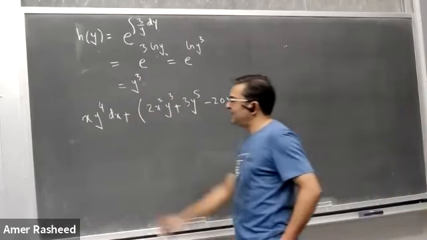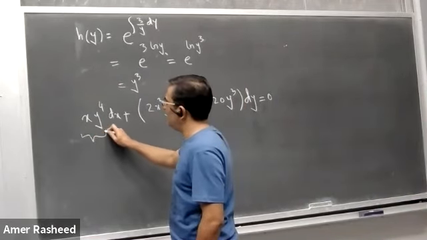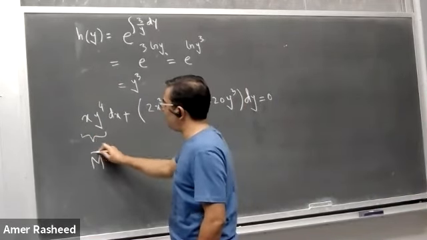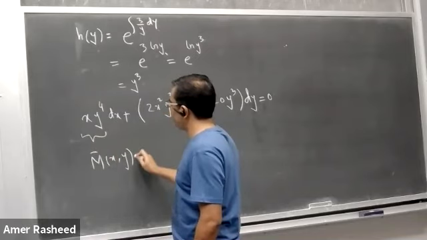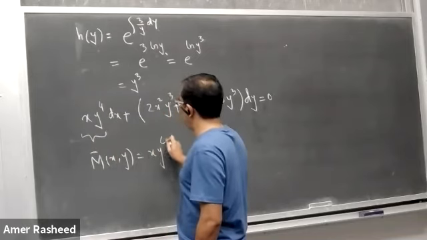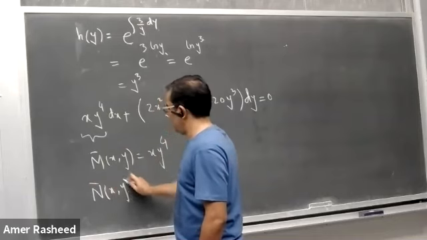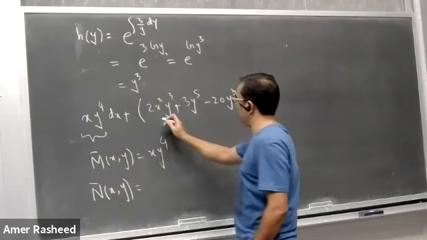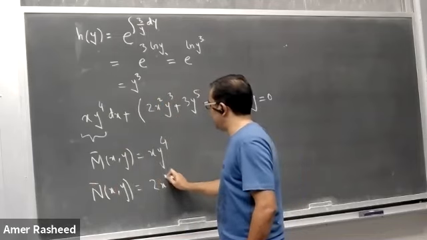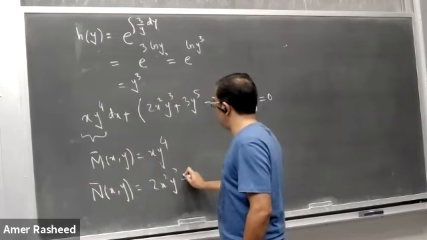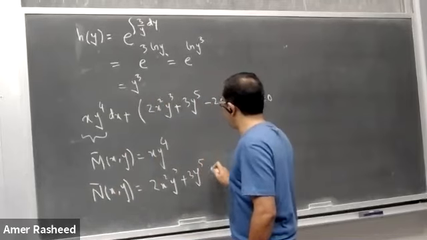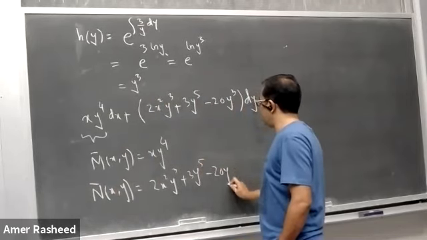Now, this is your new M. This is your M bar of xy, which is xy^4, and what is your N bar? It is this whole thing. It is 2x^2y^3 + 3y^5 - 20y^3.